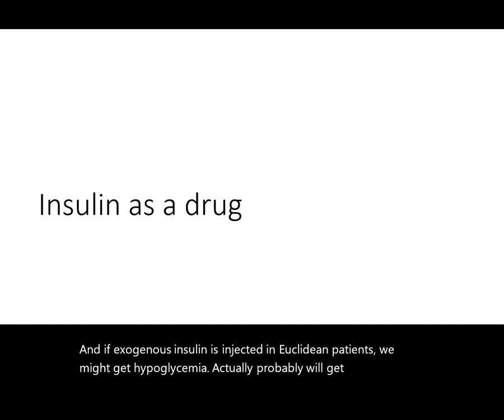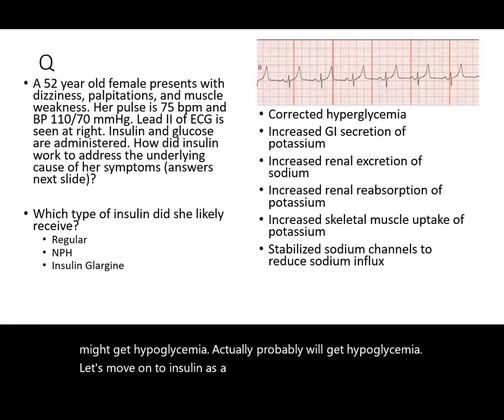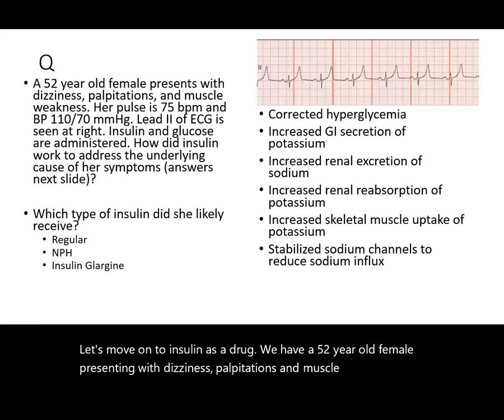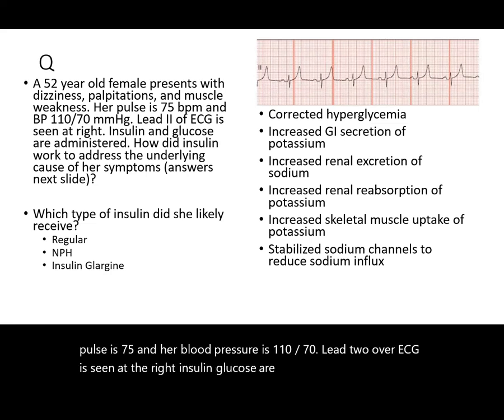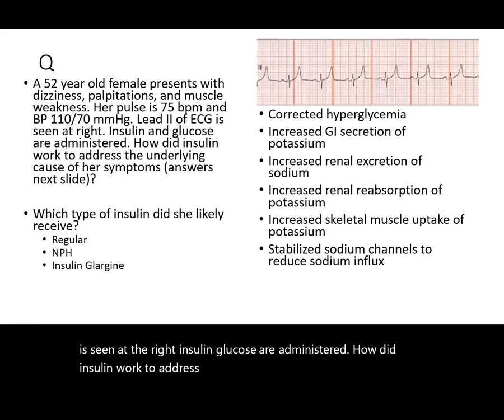Let's move on to insulin as a drug. We have a 52-year-old female presenting with dizziness, palpitations, and muscle weakness. Her pulse is 75 and her blood pressure is 110/70. Lead 2 of the ECG is seen at the right. Insulin and glucose are administered. How did insulin work to address the underlying cause of her symptoms? What type of insulin did she likely receive?